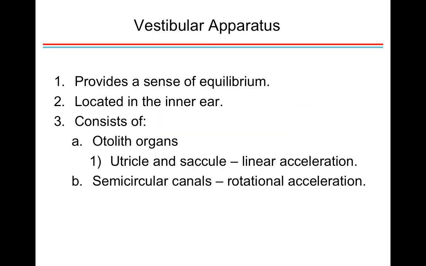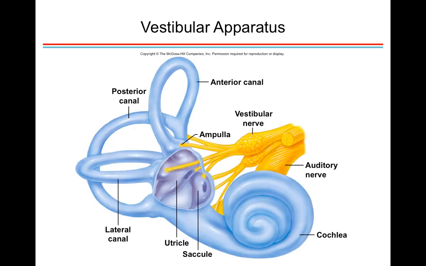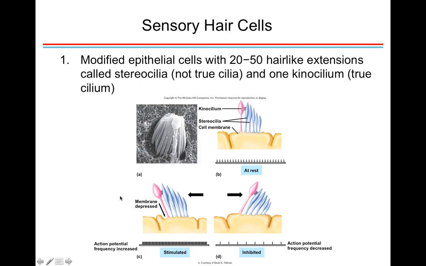So the vestibular apparatus is part of the utricle, saccule, and these semicircular canals that help us maintain balance and can detect movement. And these are part of the inner ear as well, in the vestibular apparatus. So here the utricle and saccule are, and there are the semicircular canals. These have sensory hair cells, and they also have the endolymph.